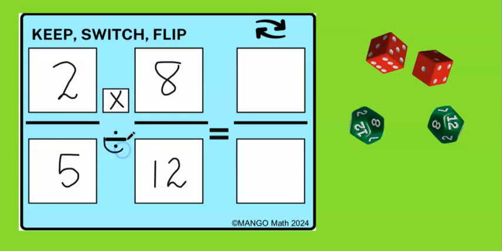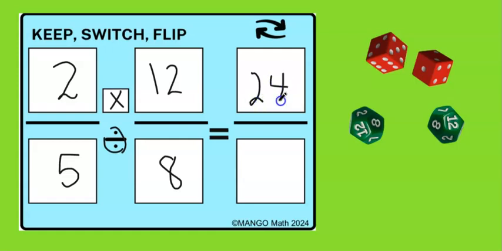I'm going to switch the operation, and then I'm going to switch those two numbers so that I have 12 over 8, and then I'm going to multiply across. I got 24 over 40, and I can simplify this down to 3/5. And then compare that 3/5 to the other players' fractions.